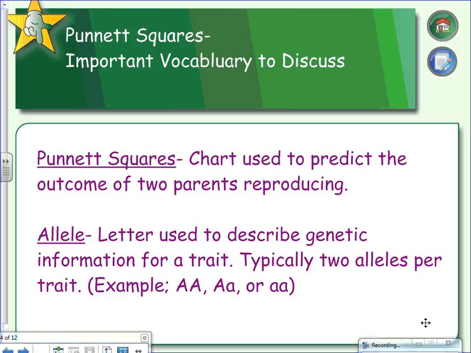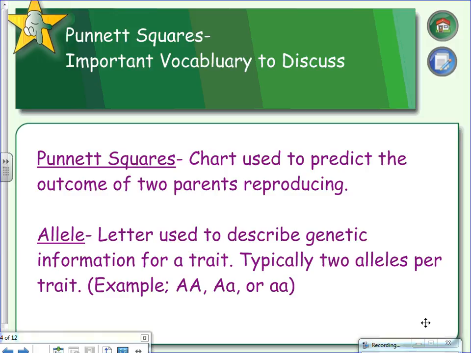Okay, the next word is a funny word. It's mispronounced all the time, so say it with me. It's allele. One more time, it's allele. Allele is the letter used to describe genetic information for a trait. Okay? When you are doing your Punnett squares, you can pick whatever allele, whatever letter you want to use.